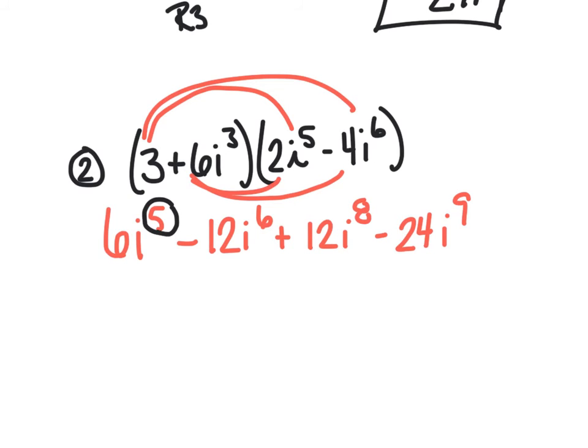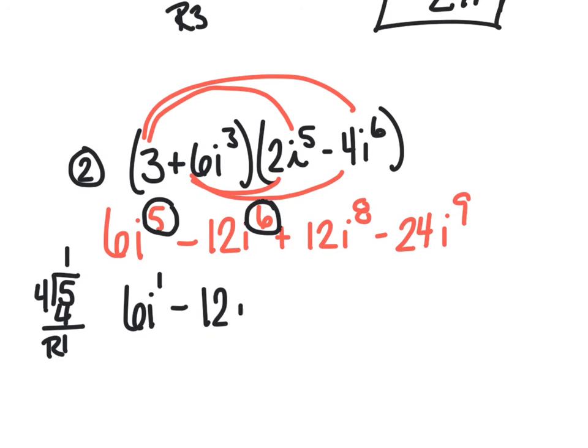So I'm going to start with this exponent. 4 divided by 5. 4 goes in there once. That gives me a 4 and a remainder of 1. So this is really 6i to the first. 6. Can you do it in your head? 4 goes into 6 once. How much is left over? 2. Good. So 12i squared plus 12i to the what?